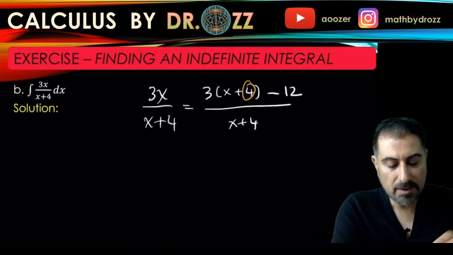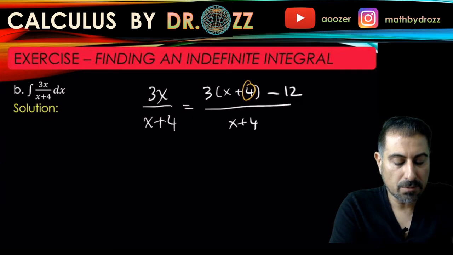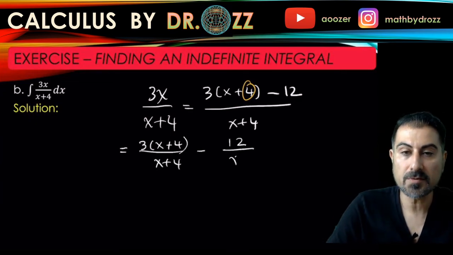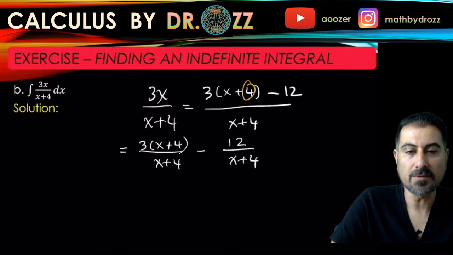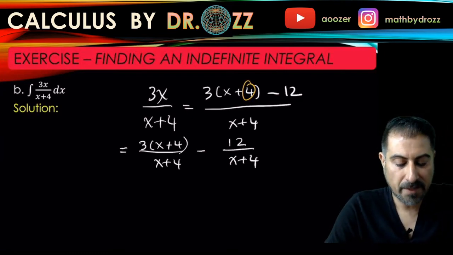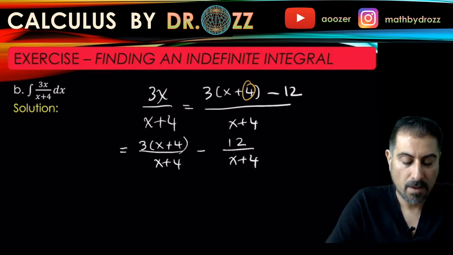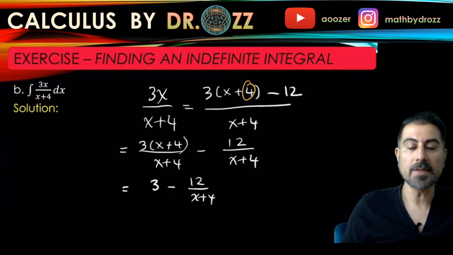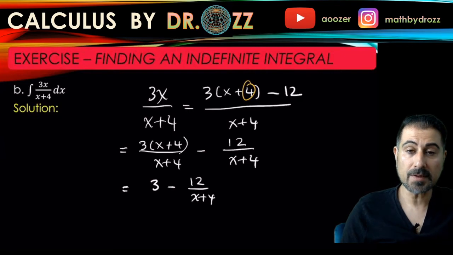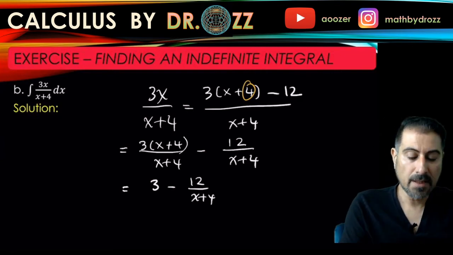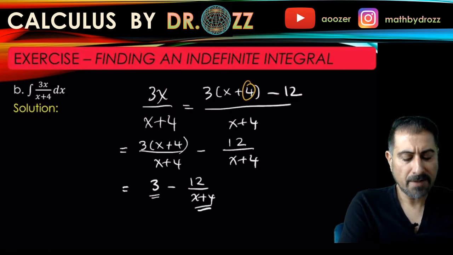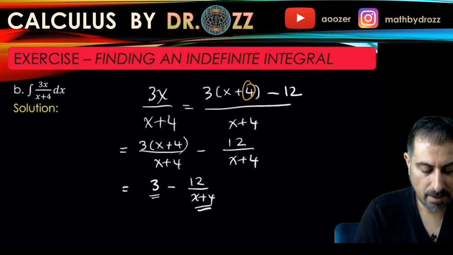This way I can split this fraction into 2 fractions. And here we go. So we have 3 times x plus 4 divided by x plus 4 minus 12 divided by x plus 4. But the very first fraction simplifies to 3, and the other one is still 12 over x plus 4. That's good news because I can integrate each piece separately, because this is the integral of a constant, and this is something that I can use a u substitution for. So in fact, I can handle that right here.